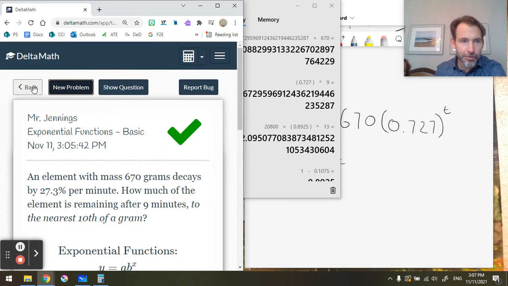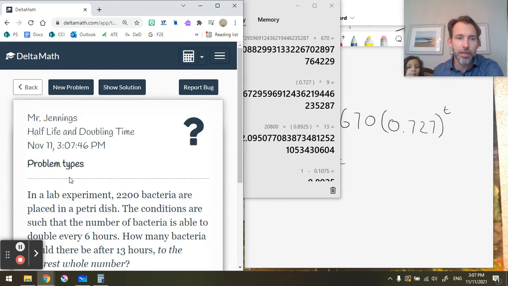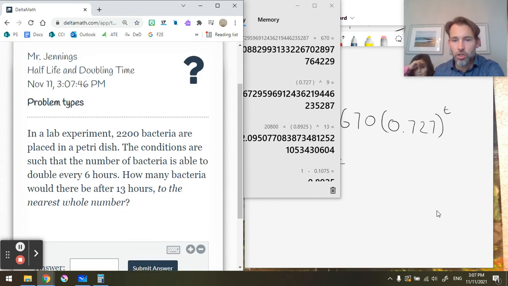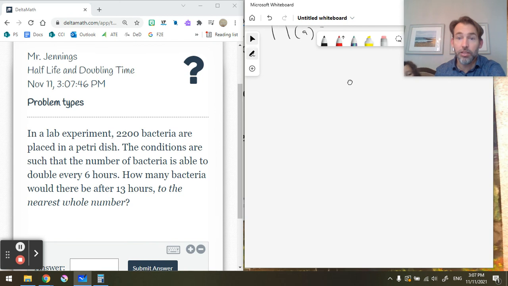Okay, there we go. So now, last problem type, half-life and doubling time, in a lab experiment. We're going to have lots of lab experiments with doubling times. 2,200 bacteria are placed in a petri dish.